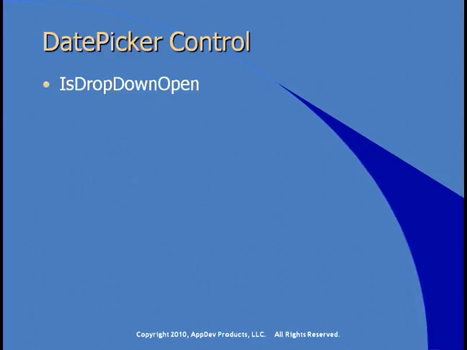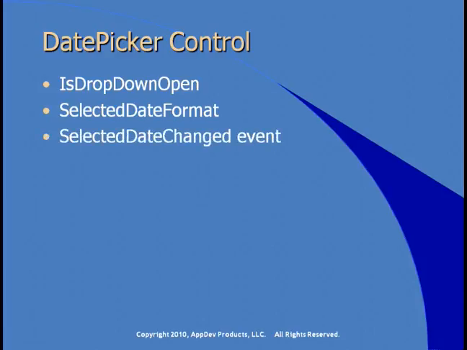Now the date picker control provides an is drop-down open property which you can get or set. If you retrieve it, you can determine has the user dropped down the calendar or not, and if you set it, you can force the calendar to be dropped down. There's a selected date format property that lets you choose what the selected date looks like in the text box portion. And there's a selected date changed event that allows you to know when the user has changed the selected date. Let's look at examples of the calendar and date picker controls.